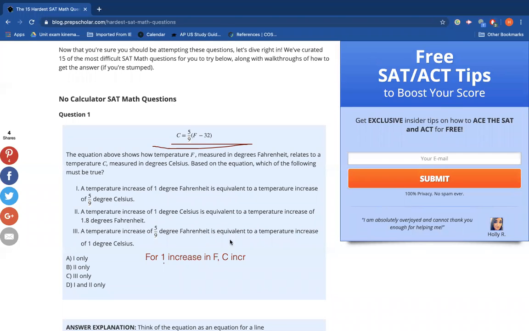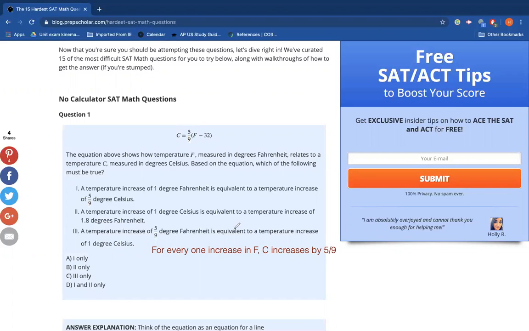Okay, yeah. So this is more of a slope problem. You have to understand that for every one increase in Fahrenheit, our Celsius is going to be increasing by 5/9, right? Because that's what the slope means. Slope is rise over run. So for every 1 increase in x, that's how much y increases. That's the slope, right?